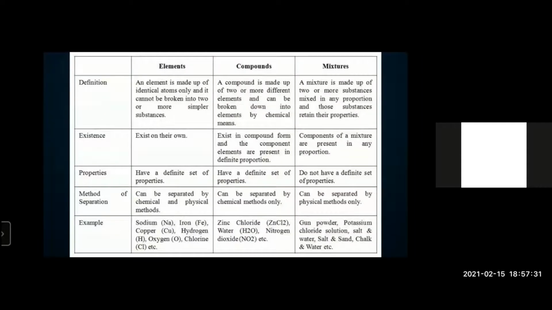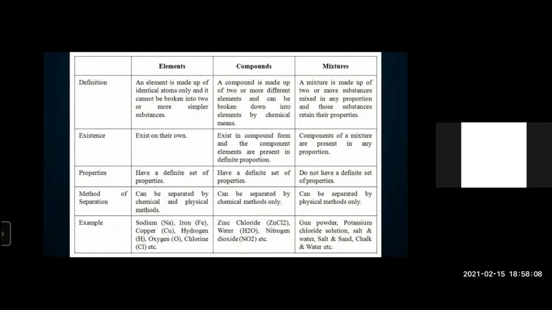Then let's have a look at the main differences between elements, compounds and mixtures. So elements have their own set of properties, compounds also have their own set of properties, whereas mixtures do not have a definite set of properties. They retain the properties of the different substances between them. For example, when you have an element hydrogen, it has its own set of properties. When you have a compound such as water, it has its own, separate properties. When hydrogen and oxygen react, they lose their own properties and a new set of properties is given to them, that are the properties for water.